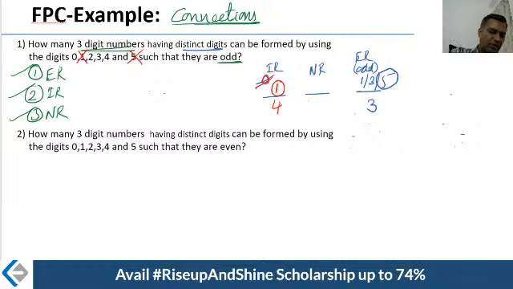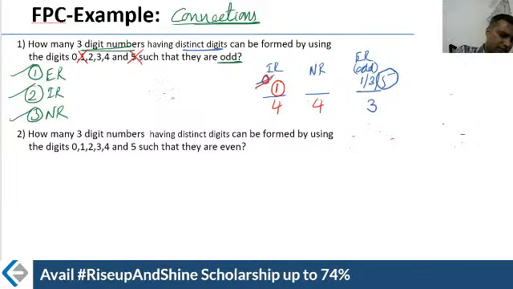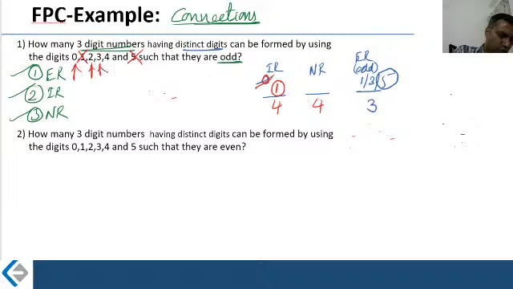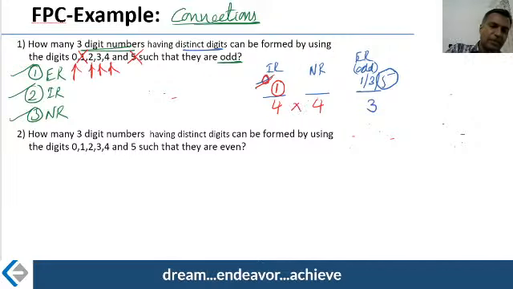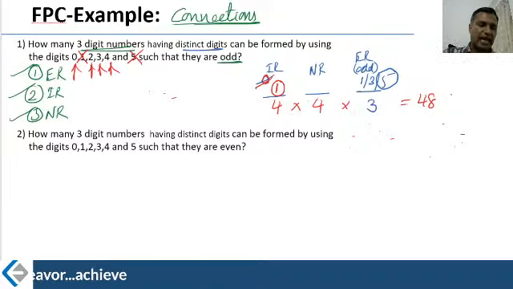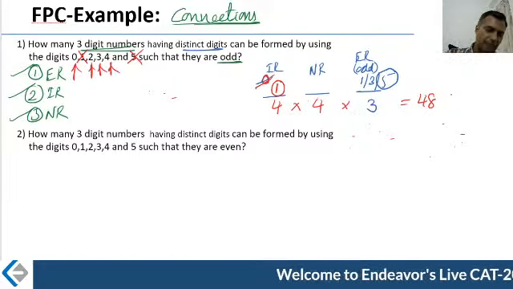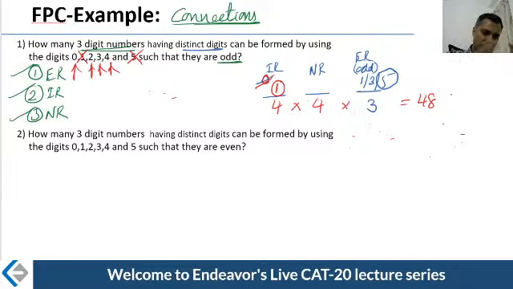Therefore, how many ways can the middle place be filled? It can be filled in 4 ways. Any of the 4 ways are fine. You can use 0, 2, 3, or 4. So you have to fill the hundreds place, the tens place, and the units place. Therefore, there are 48 such numbers where the number is odd and the digits are distinct. This is the category considering the digits 0 to 5. So that's about this particular question.